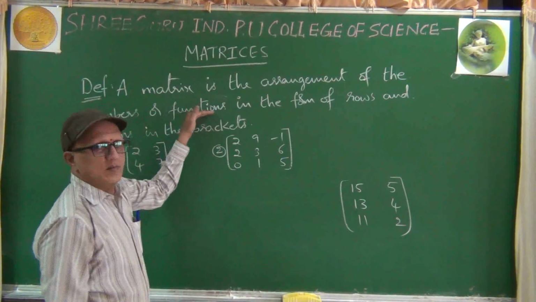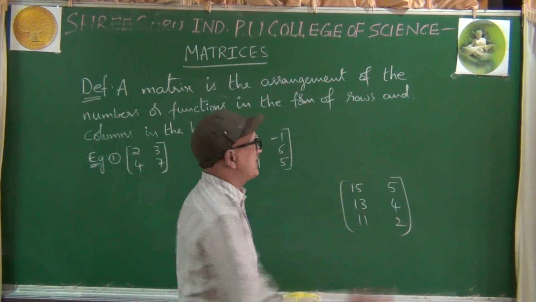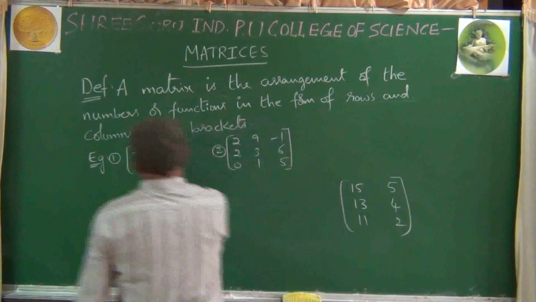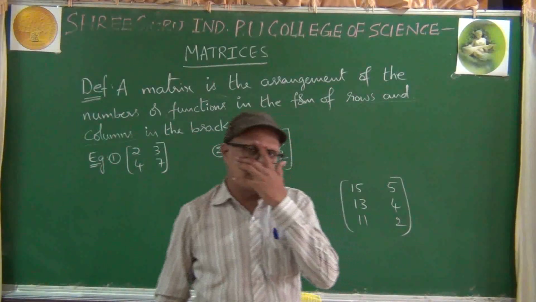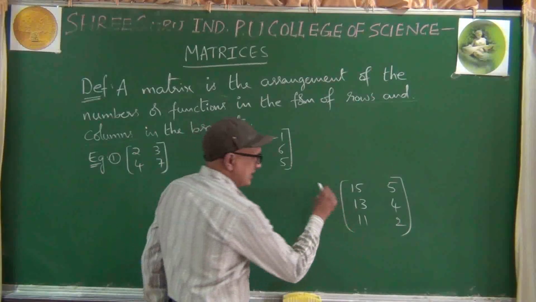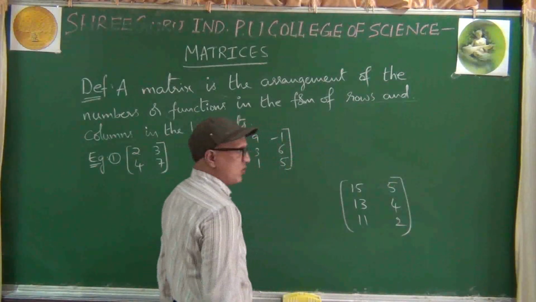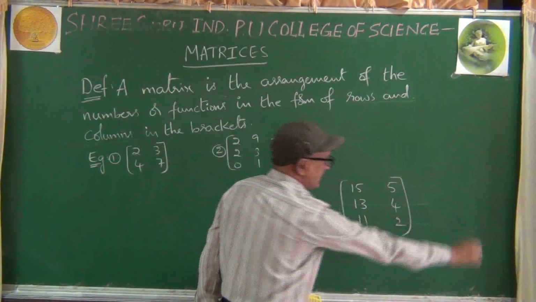Otherwise functions. This will come later. Numbers in the form of rows and columns. Very, very important: rows and columns. Remember very carefully which is row, which is column. This is first row, this is second row, this is third row.